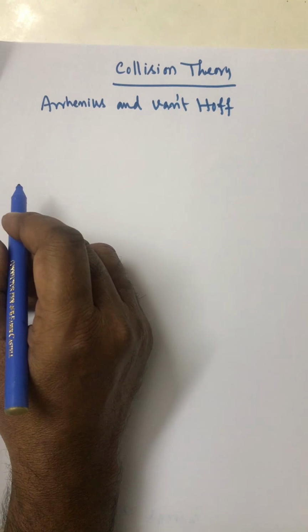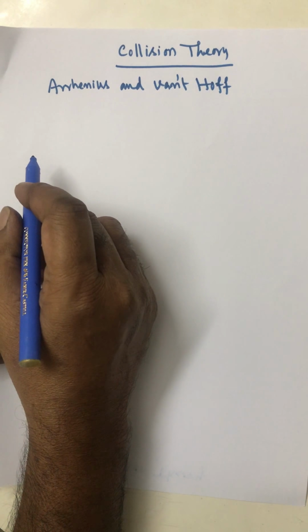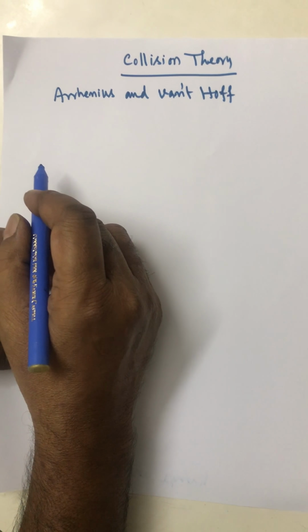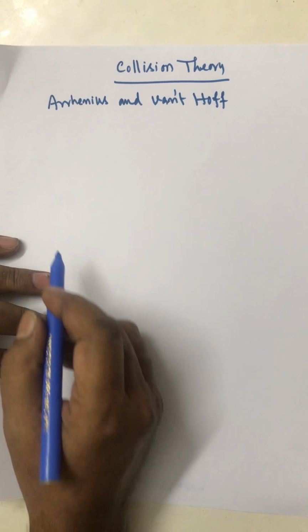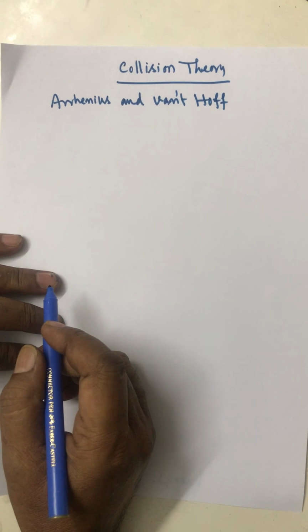Today we are going to discuss collision theory. This was developed by Arrhenius and Wontov. There is another theory called absolute reaction rate theory. According to collision theory, collisions are essential.